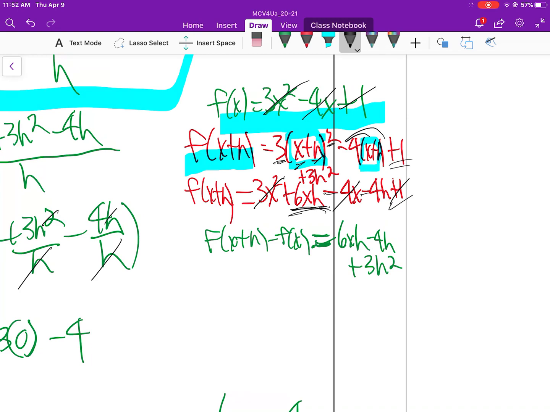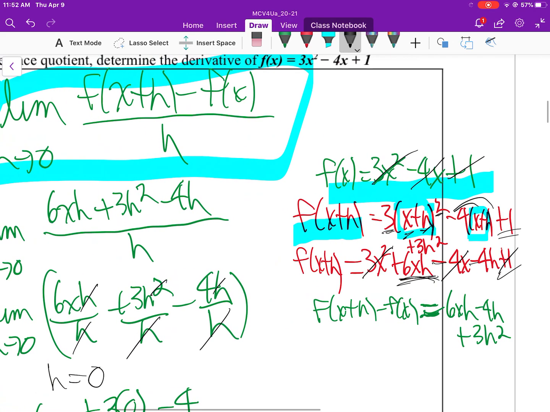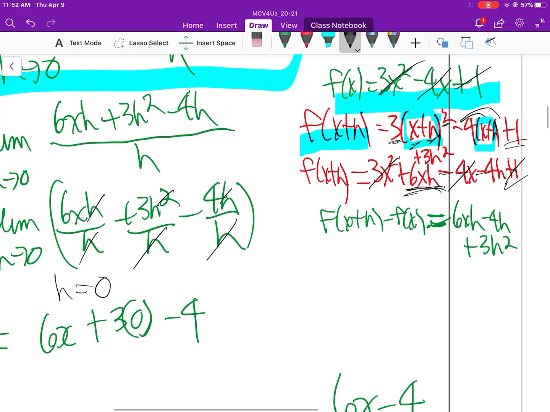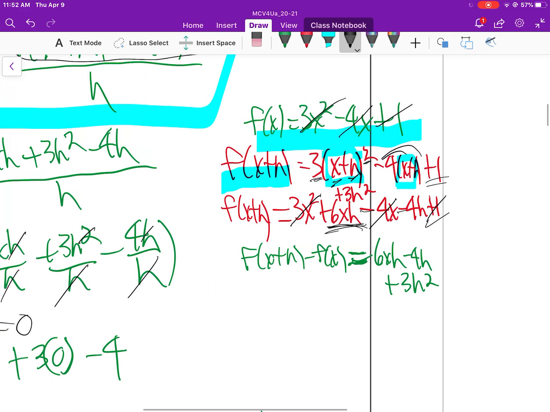Last thing I need to do, when I look back at my formula, is f at x plus h minus f at x. That's the rise, and rise over run. So now I have to subtract those. It's kind of easy because I'm subtracting f at x plus h minus f at x. So I start here at f at x plus h and I subtract f at x.